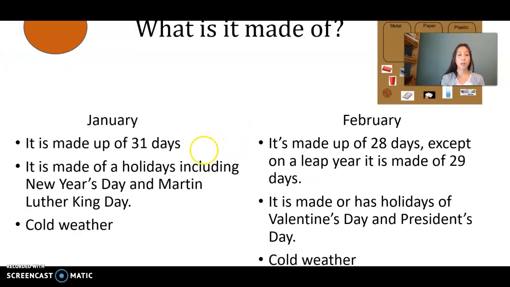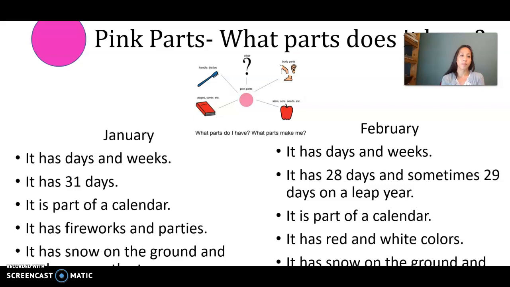What is it made of? Well, January is comprised of 31 days. February is 28 days, except for a leap year, like 2020, when we had 29 days in the year. January is made up of New Year's and Martin Luther King Day. February is made up of its holidays of Valentine's Day and President's Day, and both are made up of cooler weather or cold weather.